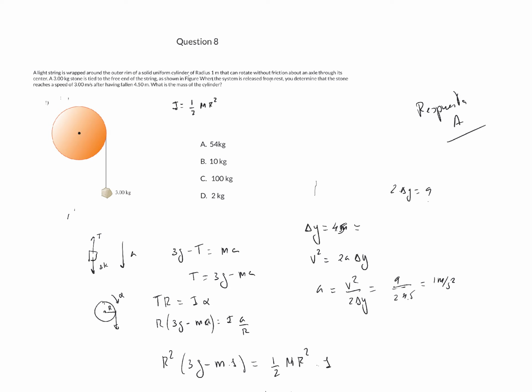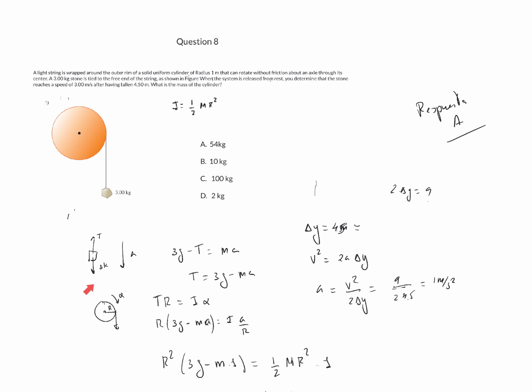A 3 kilogram stone is tied to the free end. This is the 3 kilograms, and it is released. You determine that the stone reached the speed of 3 meters per second after falling 4.5 meters. What is the mass of the cylinder? Let's go find this answer.